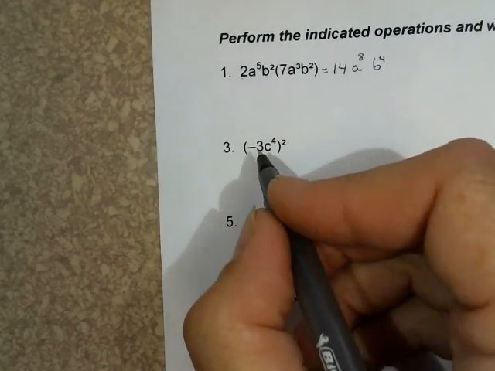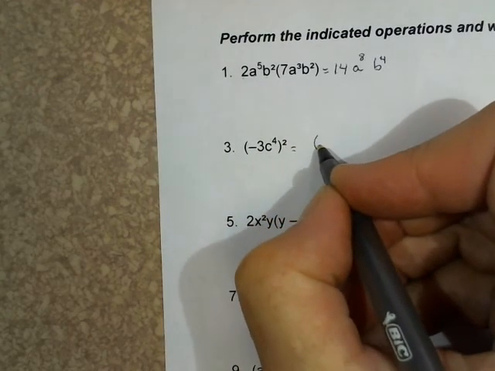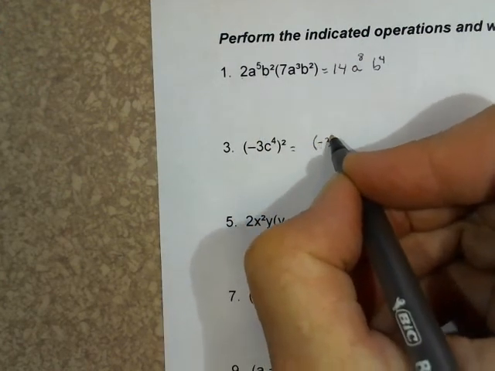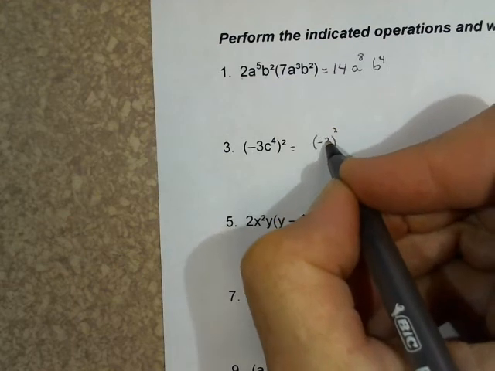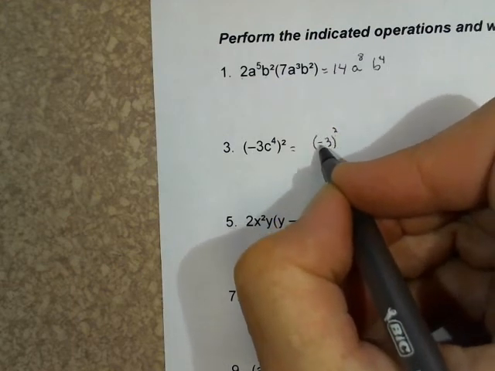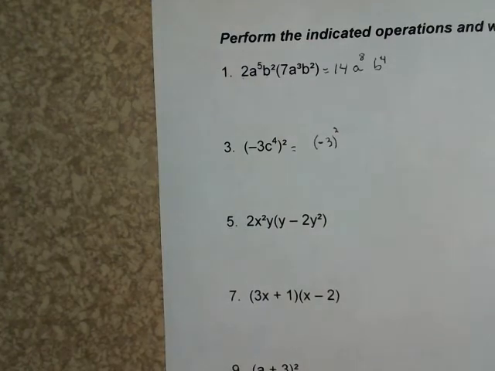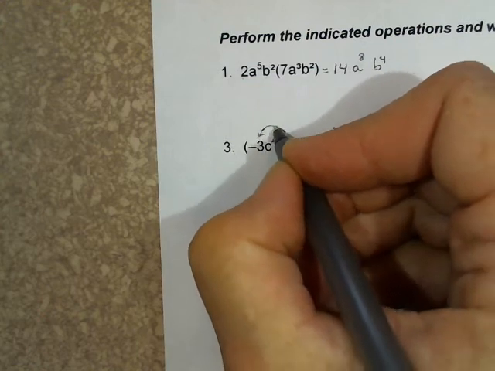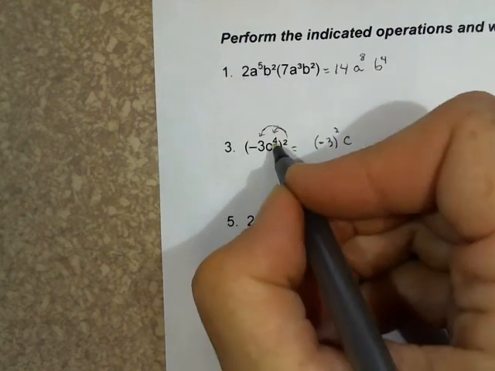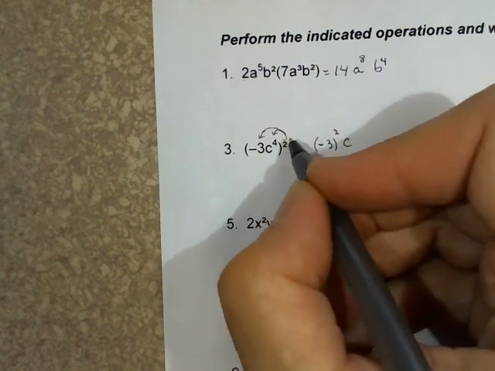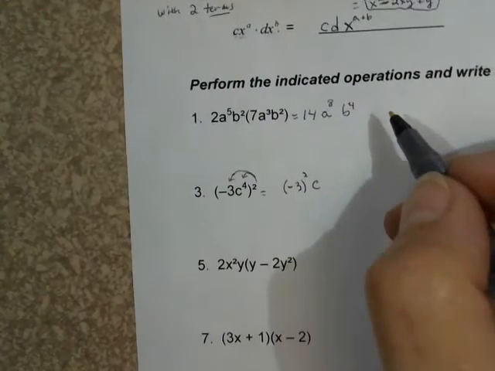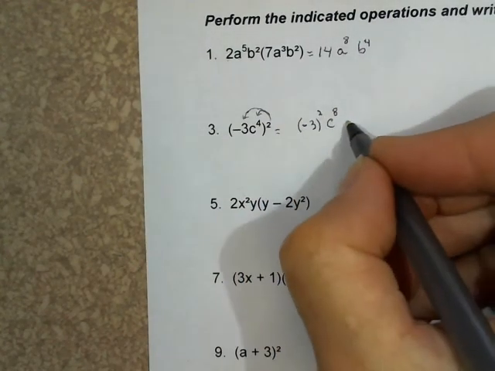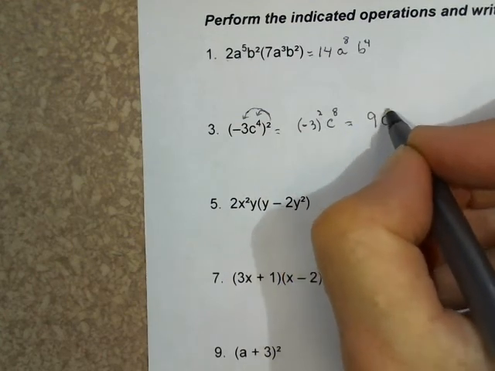The next one, number 3, if you square this, you're actually squaring negative 3. I'm going to put that in parentheses because if you square a number, no matter if it's negative or positive, it still becomes positive. And so this 2 gets applied to the negative 3, and it gets applied to the c to the 4th. And remember, c to the 4th to the 2nd power would be like this example up here. You're going to multiply the exponents because it's a power of a power. So that's c to the 8th. Now negative 3 times negative 3 is positive 9, so this becomes 9c to the 8th.